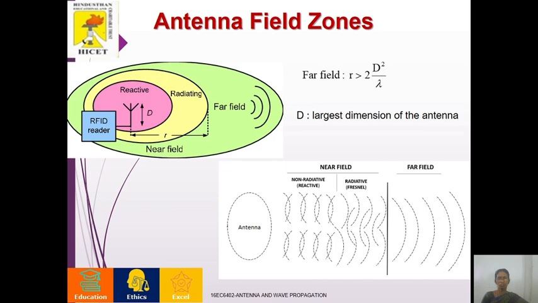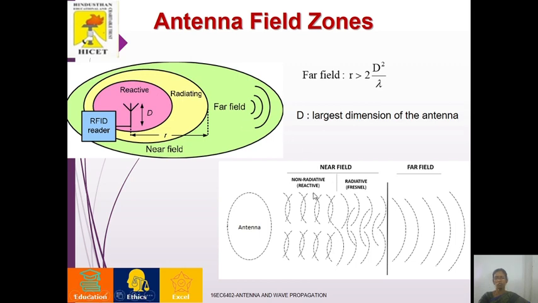These antenna field zones can be defined based on the dimension of the antenna and the distance at which the antenna radiation fields are being observed. Accordingly, the relation between the dimension of the antenna and the distance at which the radiation mechanisms are observed plays a major role in defining the different regions of antenna field. We have three antenna field zones described. One is the reactive field zone, the other is the radiating field zone, followed by the far field zone.